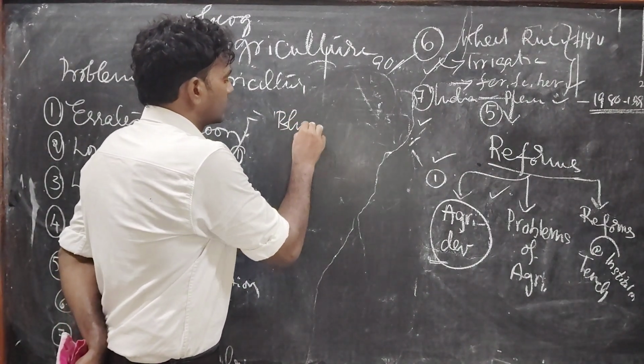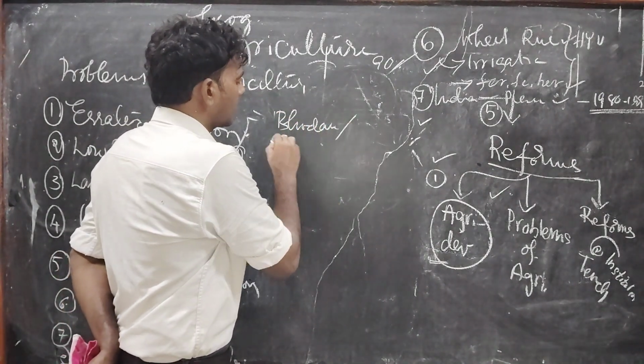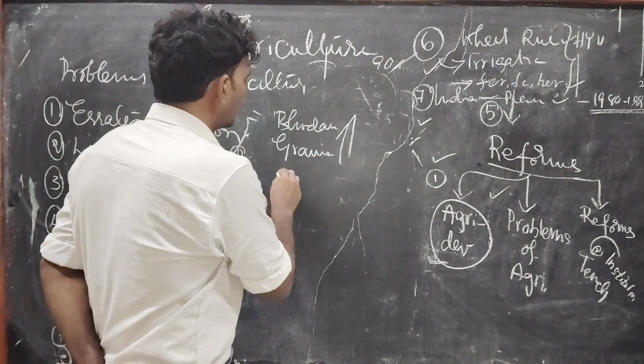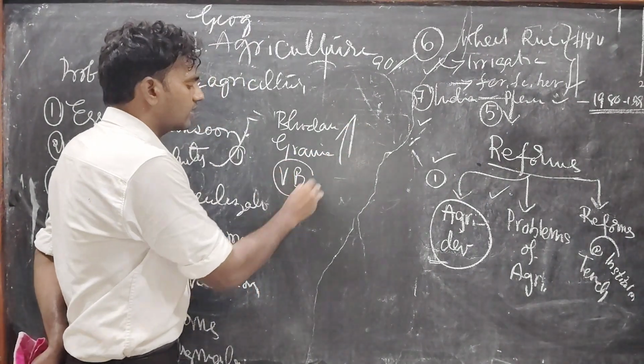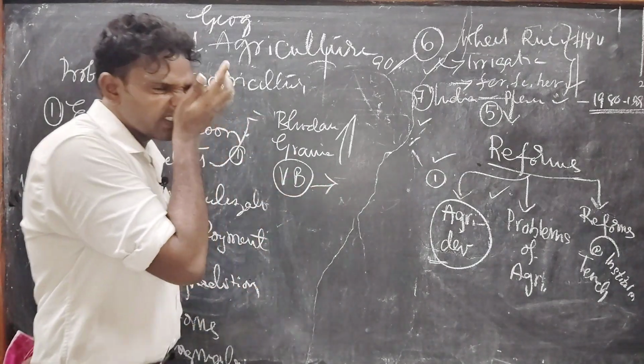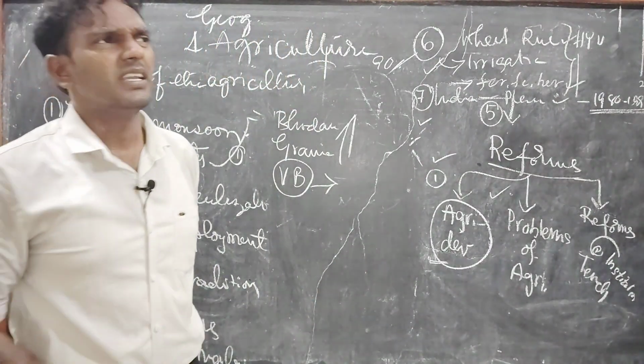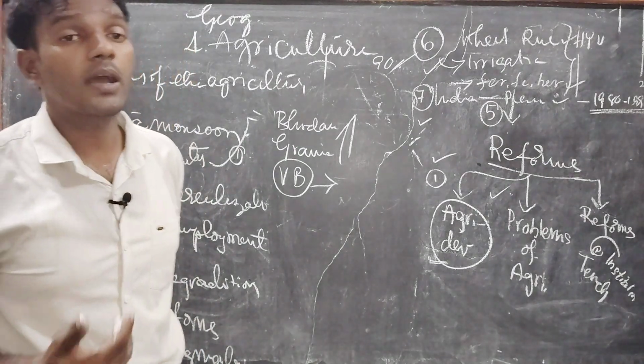Bhudan or Gramdan. It is a story. You know what happened? You know Vinoba Bhave. He is a follower of Gandhiji's philosophy. He also participated in so many satyagrahas. And also he is a believer of Gram Swaraj.